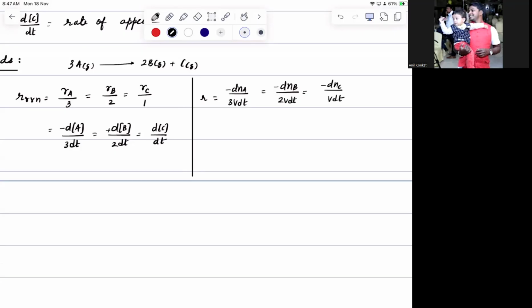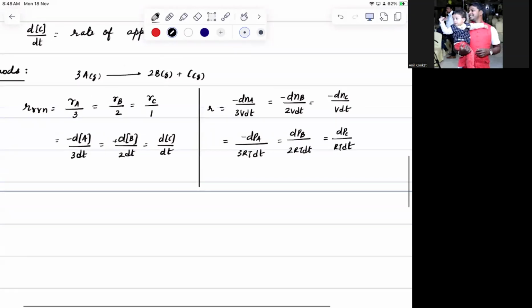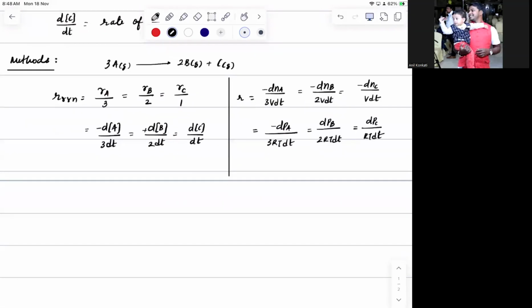We could write the same thing in terms of weights also, or in terms of partial pressures. If these are gases, I can also write it as minus dPA by 3RT dt, which is equal to dPB by 2RT dt, which is equal to dPC by RT dt. So depending upon whatever parameter is given, use that accordingly and find out this value.